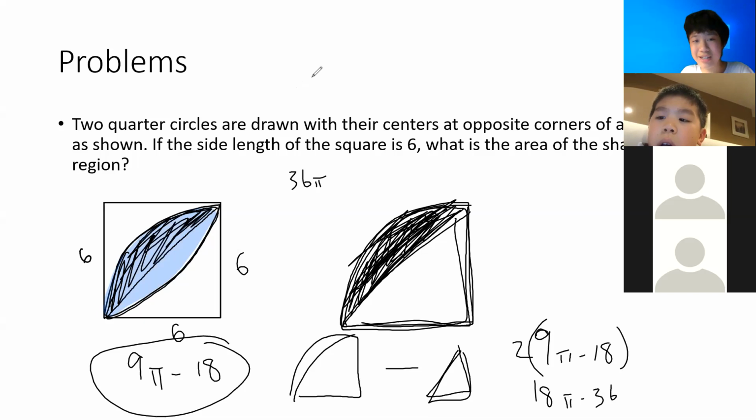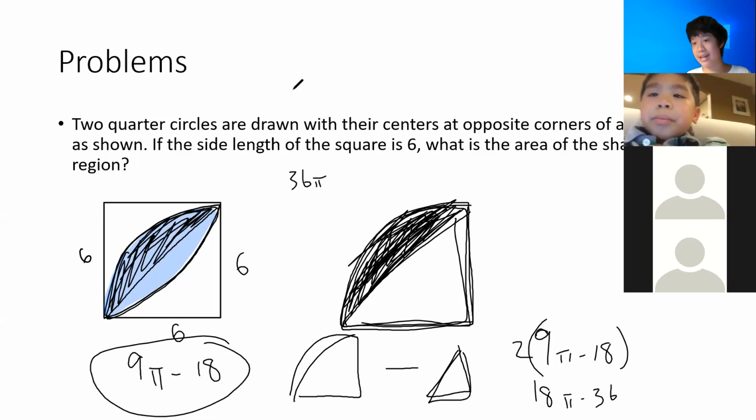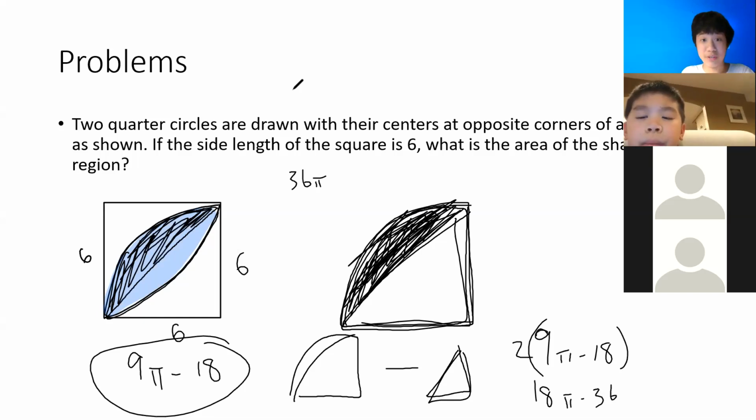So this is basically the approach to a problem like this. You try to manipulate the area so that you can add or subtract things together to get the area you need. All right?